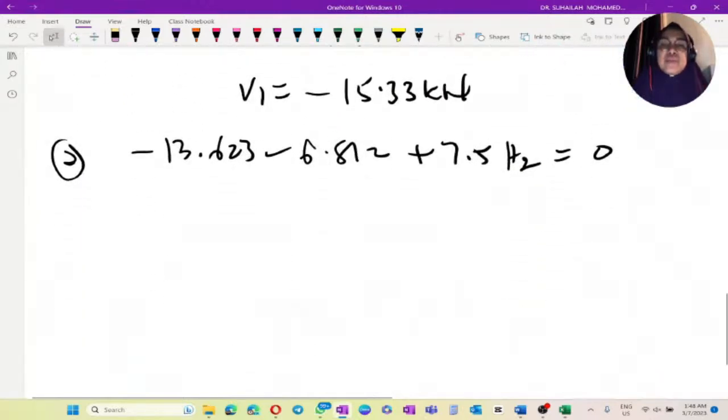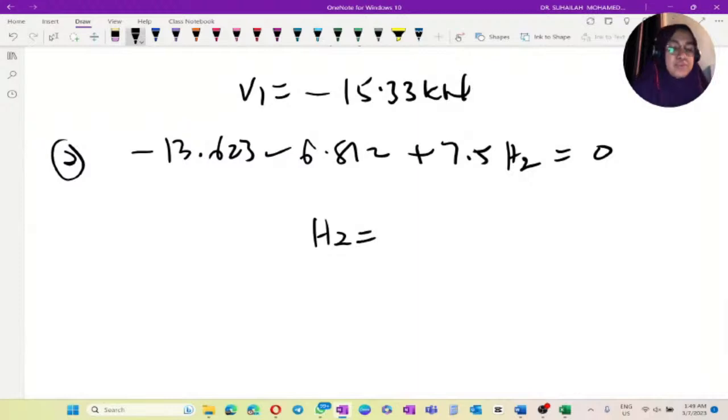Okay, so we will get 13.623 plus 6.812, divided by 7.5. So we get H2 equal to positive 2.725 kilonewton. Okay, this is H2.